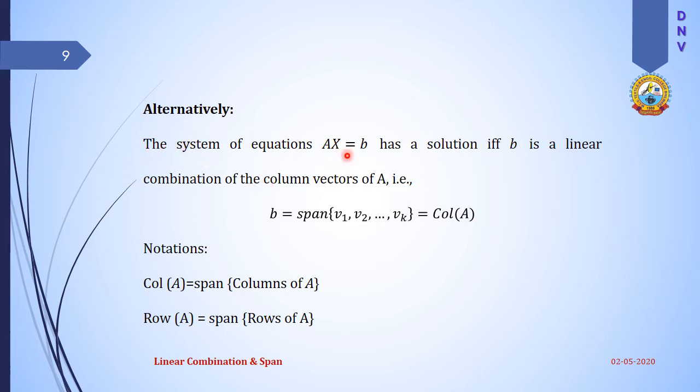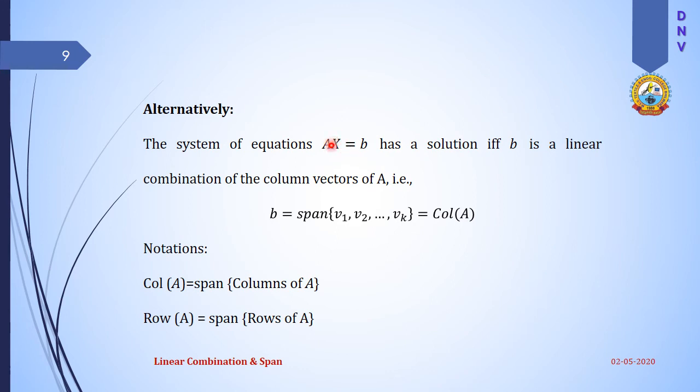Alternatively, the system of equations Ax = b has a solution if b is a linear combination of the column vectors of A, that is v1, v2, ..., vk, and we have written it Col A. It is the column space of the matrix we have considered as the matrix of vectors v1 to vk.